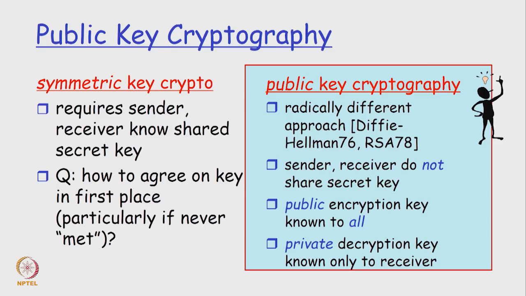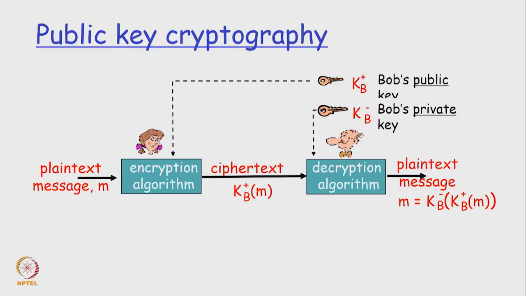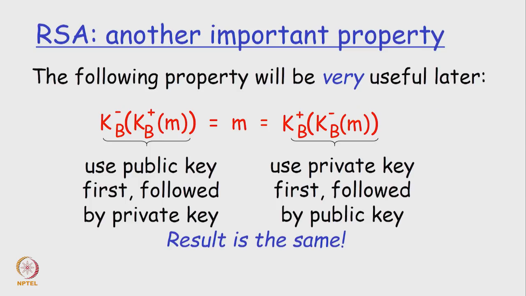This is what public key cryptography ensures. Another important property of RSA, which is a public key cryptography system, is that KB minus of KB plus of M is equal to M, which is equal to KB plus of KB minus of M. So applying the private key first and then the public key is the same as applying the public key first and then the private key.